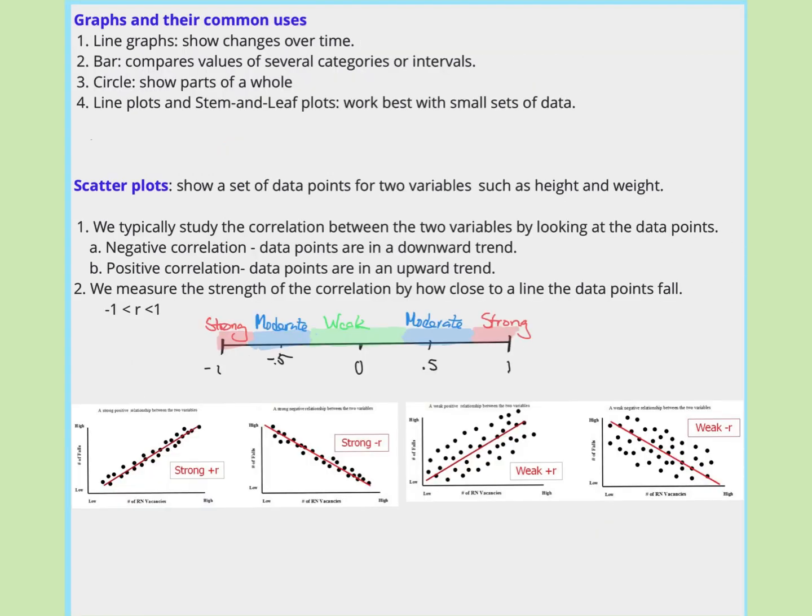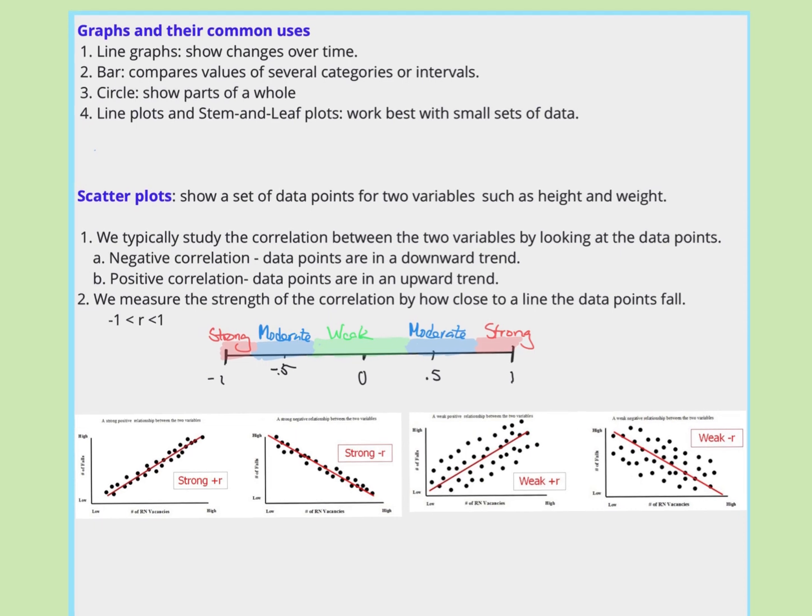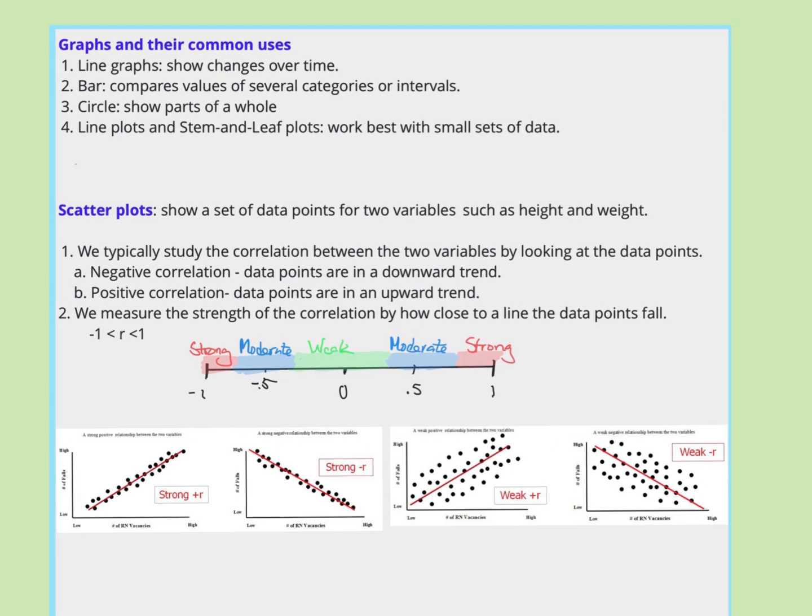So moving on, we've talked a little bit about our graphs. We've talked about line graphs, which show us almost like an X and Y axis, but over time, so it tells us how things change over time. We talked about bar graphs and how they can compare values and make individual comparisons between categories.